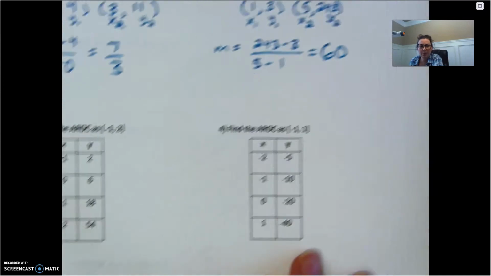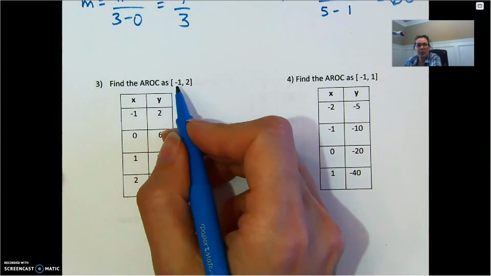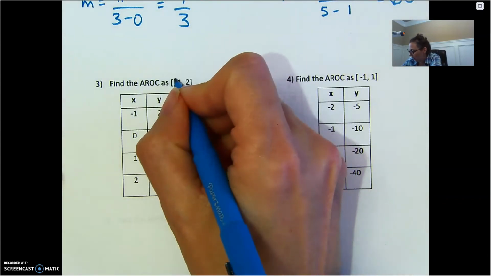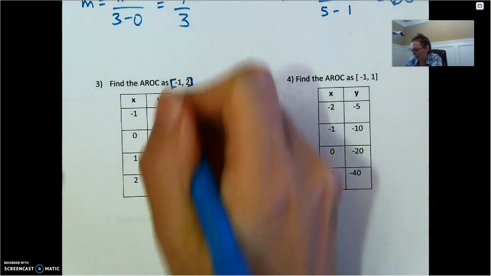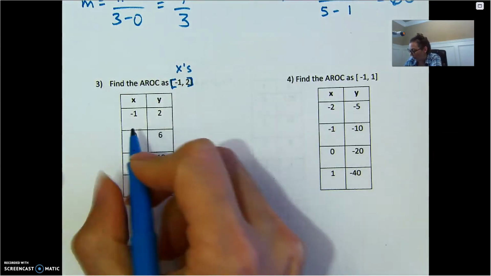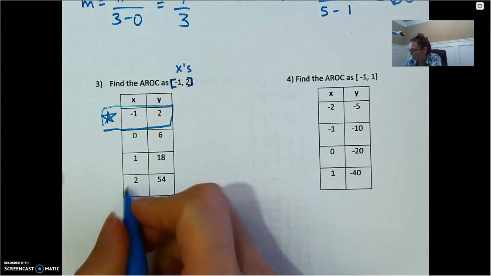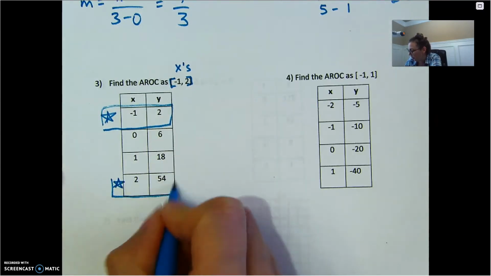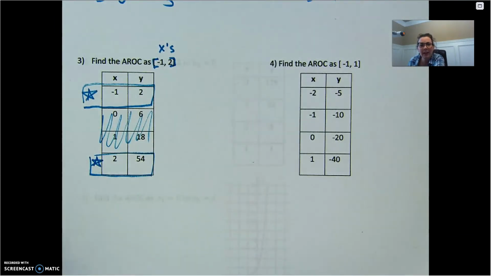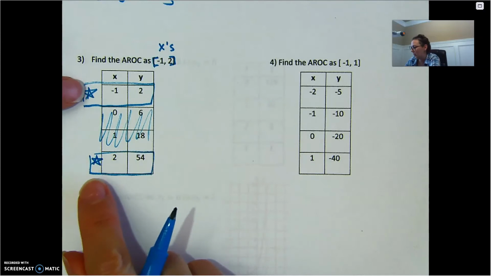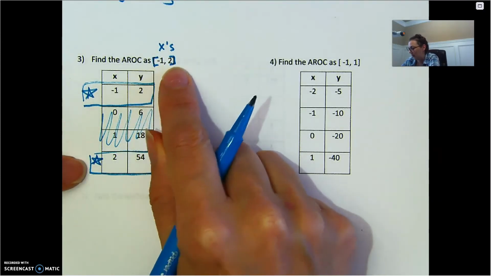All right, so let's move on to tables. We want to find the average rate of change as we go from -1 to 2. This is fancy notation, right? It's using brackets to represent what these x's are. So we're going from -1, so we're using this one, and we're stopping at 2. In other words, ignore all of that. Just block it out of your view. We're going to focus on where we start and where we stop for these x's, -1 to 2.